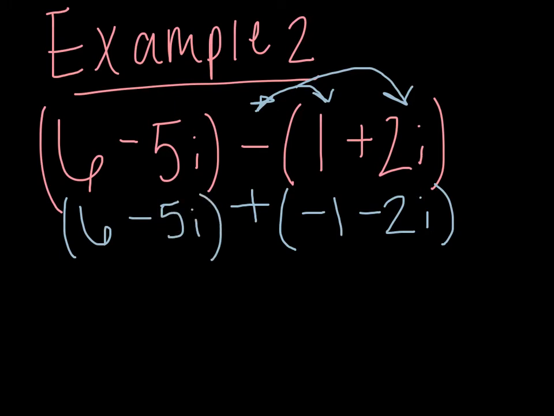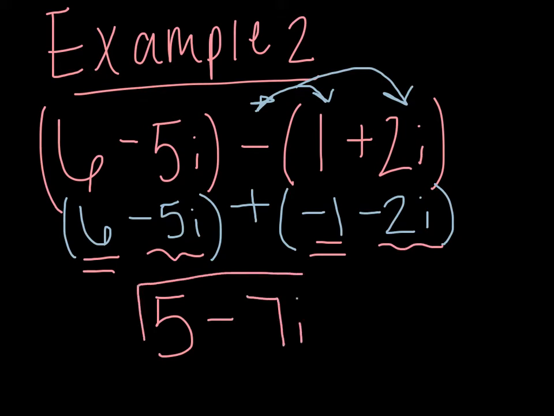From here we will then go back and combine our complex numbers by doing the real parts, 6 and -1, to give us 5. Combine the imaginary parts to give us -7i. Now we have our final answer.